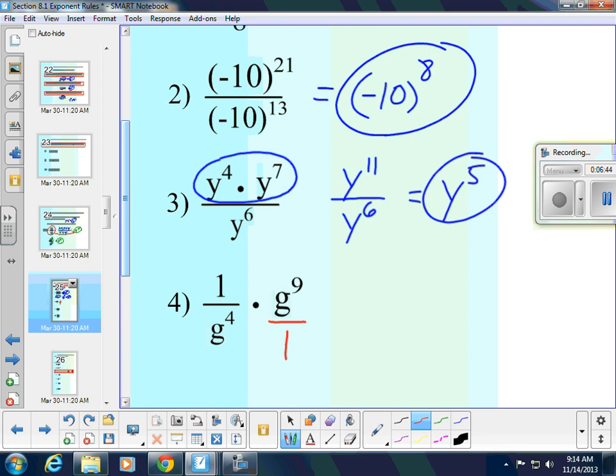Remember, when you're multiplying fractions together, you just multiply the tops together and the bottoms together. So this would end up being g to the 9th over g to the 4th. And now that I've got it just in one fraction, you can see it's just like our rule from today. So I subtract the two exponents, g to the 5th.